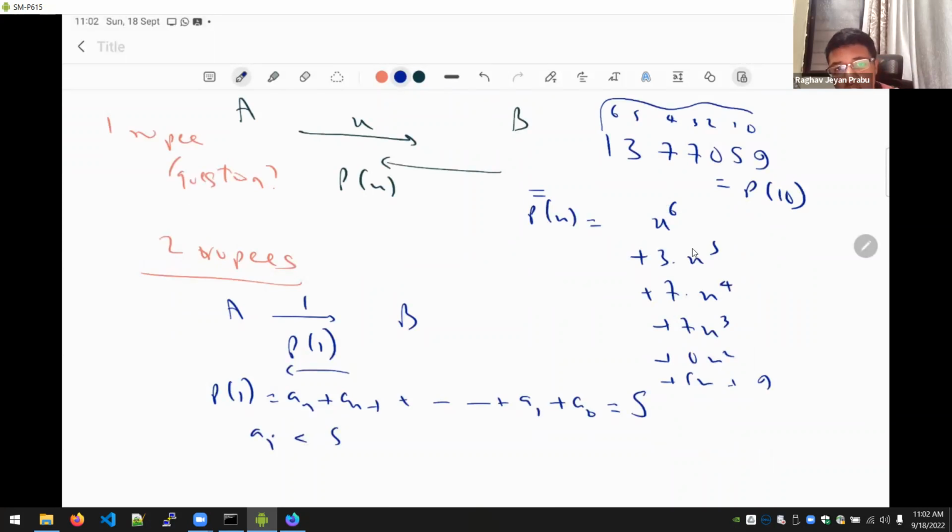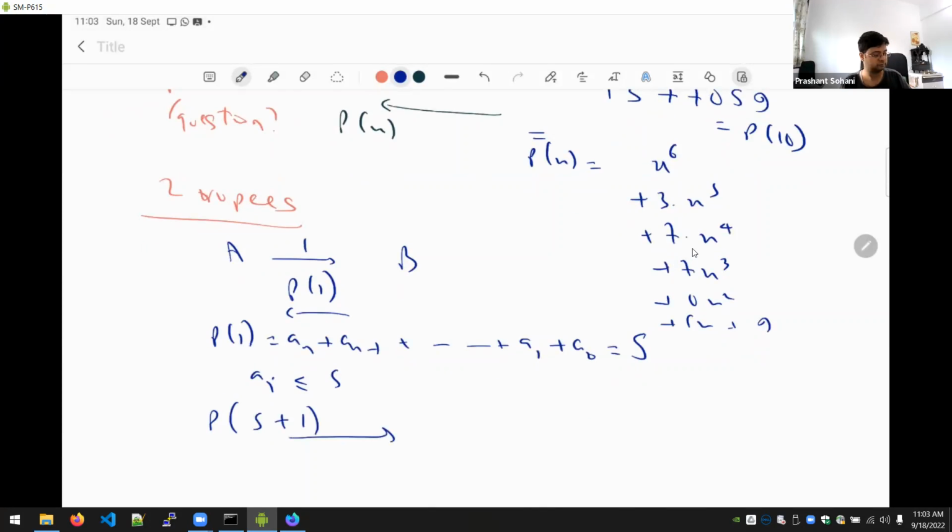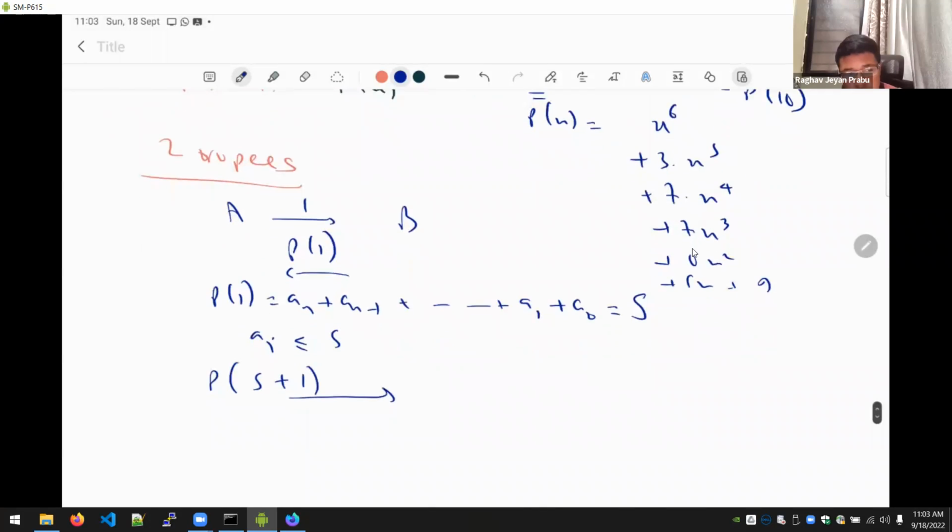They can be equal to s. I mean, for example, it could be that the polynomial consists of one number. Yes, sir. Okay. So then Alice could ask Bob the value of P of S plus 1, and then convert it into base S. Or base S plus 1, right? Yeah, base S plus 1. Yeah, that's it.